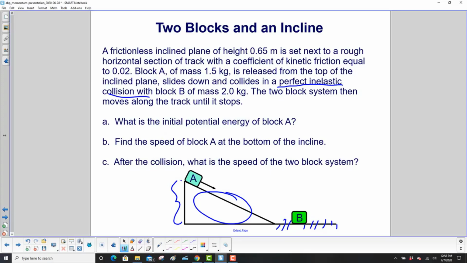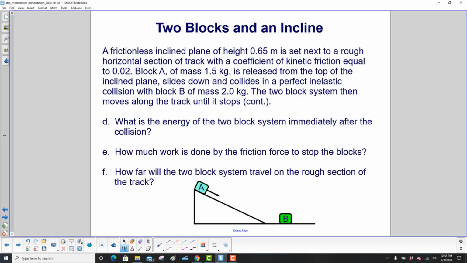What is the initial potential energy of block A? Find the speed of block A at the bottom of the incline. Then right after the collision, what is the speed of the 2-block system? Okay, a few more parts of this. What is the energy of the 2-block system immediately after the collision? How much work is done by the friction force to stop the blocks? And how far will the 2-block system travel on the rough section of the track?